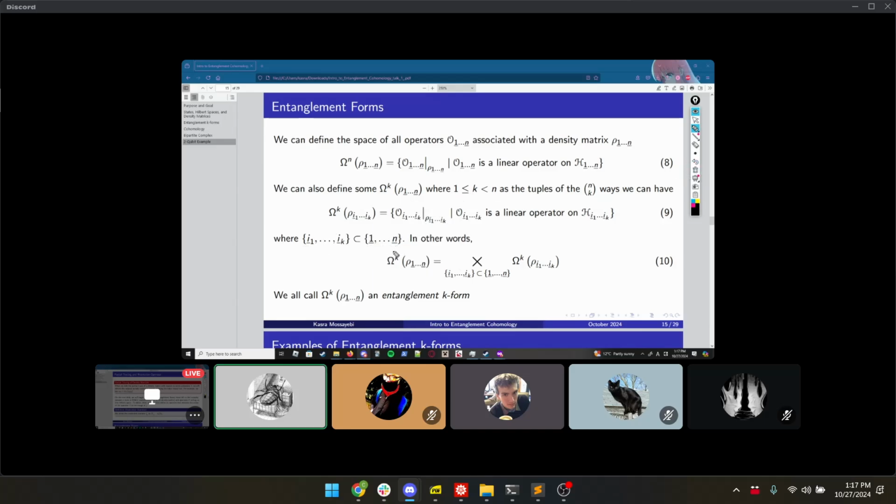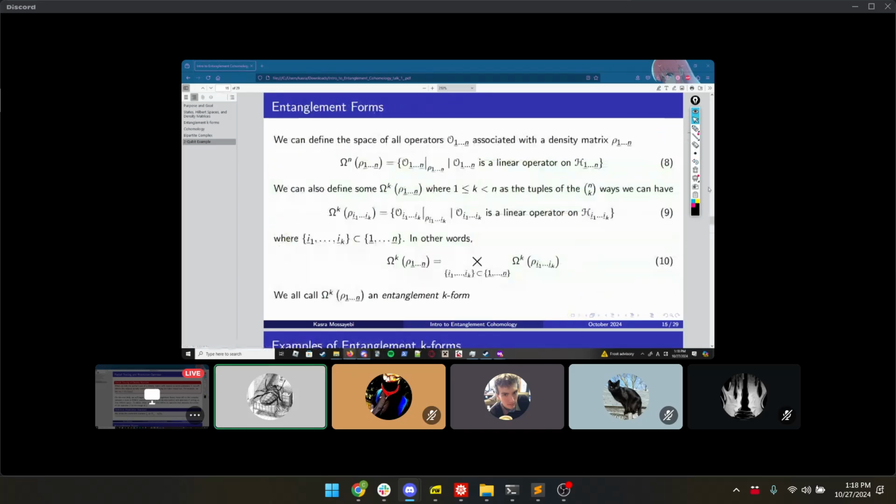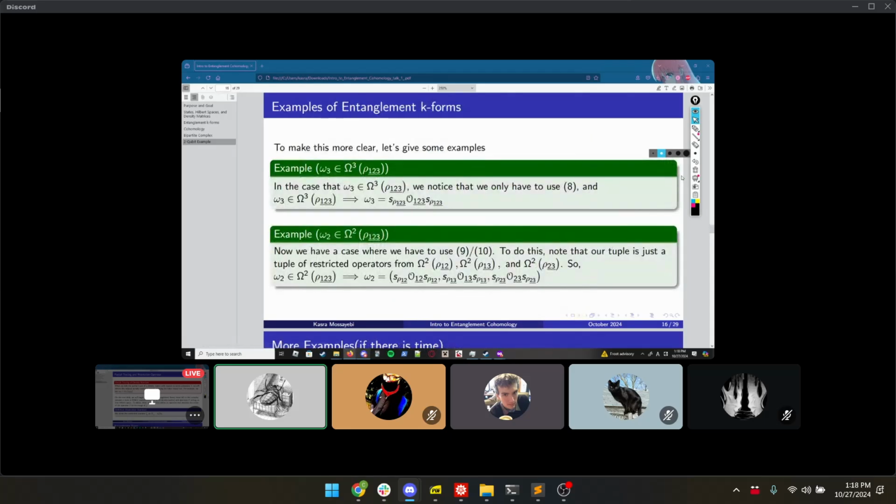So the way to think about it is the tuples of the n choose k ways, we have this. All it is is we have this Cartesian product of all the k-length subsets of 1 through n with this. And the name we give this guy here is an entanglement k-form. Sounds like a really fancy name. The relation to entanglement right now might not seem super clear, but it will be later when we talk about the entanglement complex. So to do this, I'm going to want to work through an example.